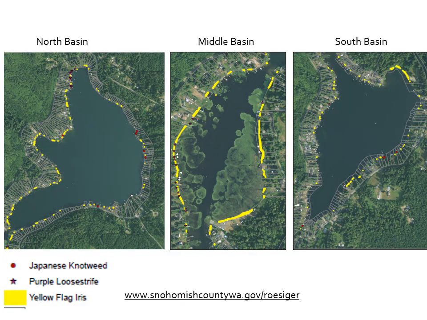Again, detailed information on the distribution and density of the shoreline target plant species can be found on the county's website for this project. But in general, the survey identified small infestations of invasive knotweed on 11 parcels, mostly in the north and south basin, as shown by the red dots. And purple loosestrife was identified on 24 parcels, mostly in the middle basin and the north end of the north basin, which is indicated by the purple stars. Yellow flag iris, which are the yellow areas, was widespread around the lake.